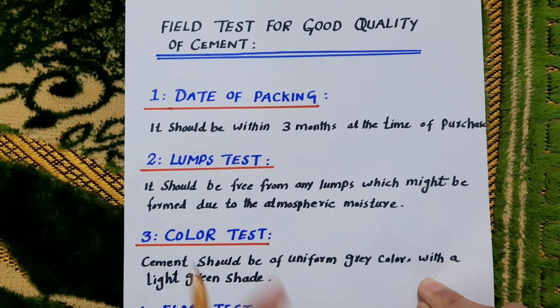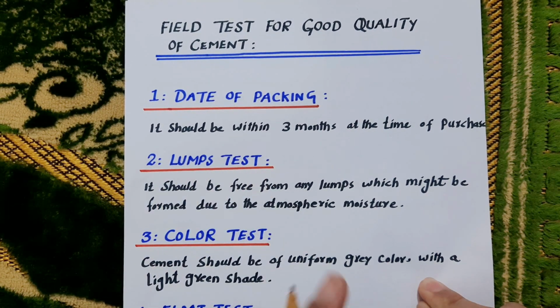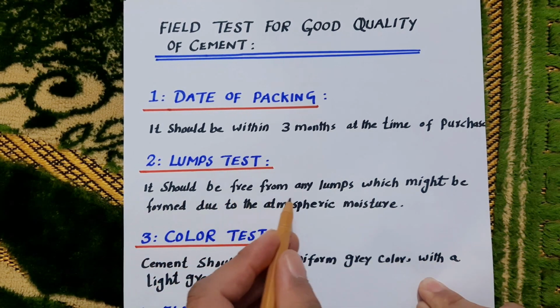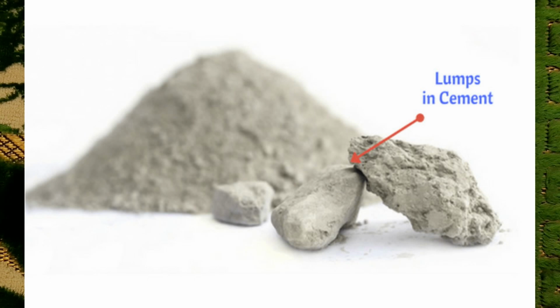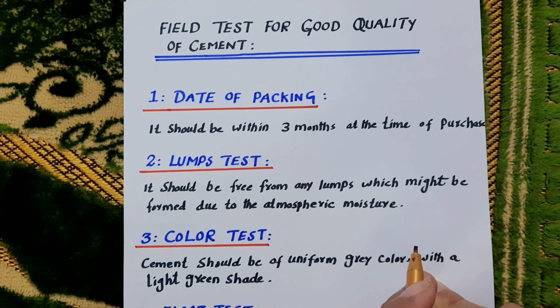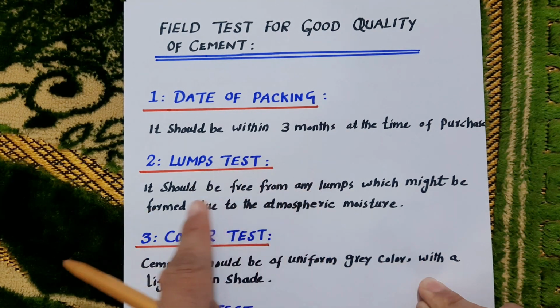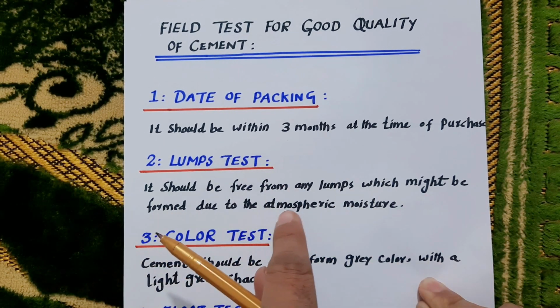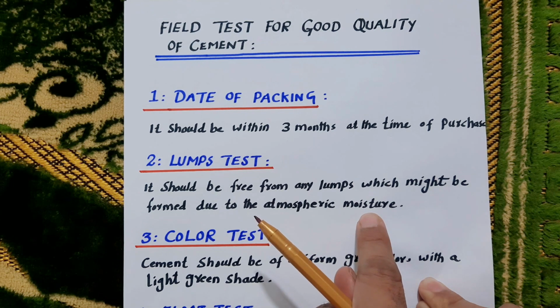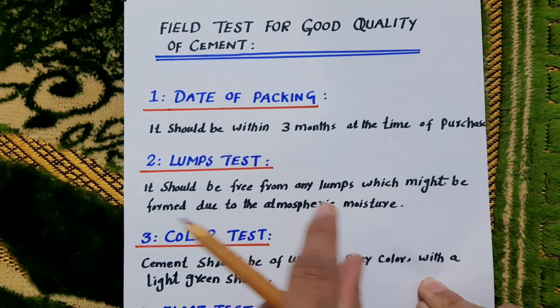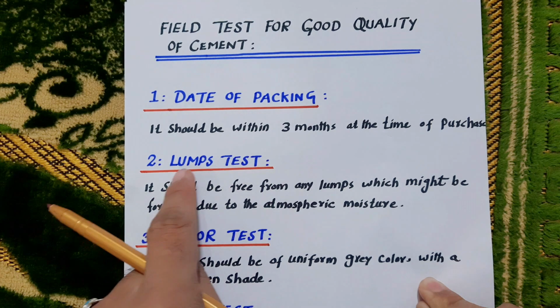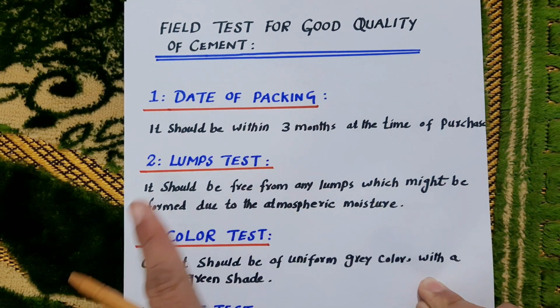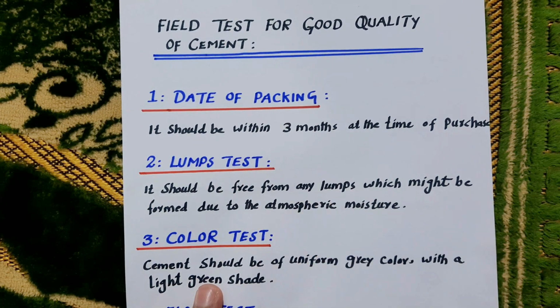The second one is lumps test. In the lumps test, the cement should be free from any lumps which might be formed due to atmospheric moisture. The lumps test is very important. If there are lumps, that is also not good. So in the field test, we also have the lumps test.